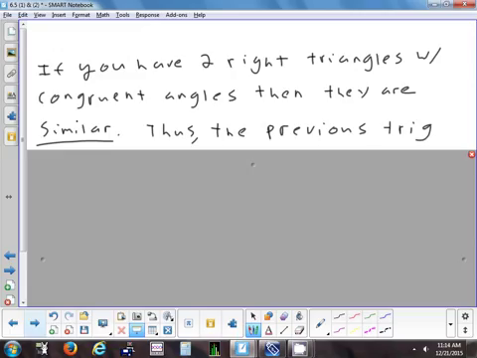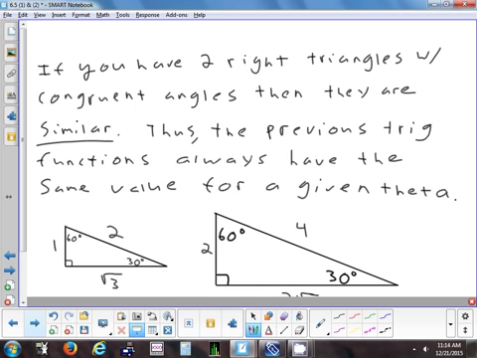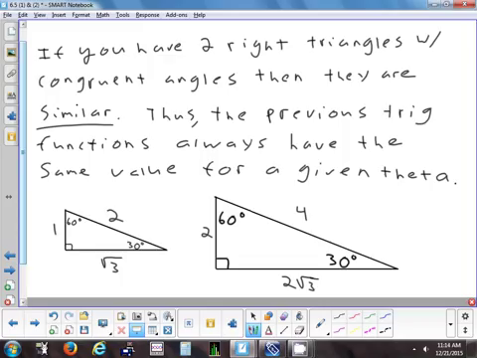All right. So if you've got 2 right triangles with all the angles congruent, that means that they are similar. So all of the trig functions that we work with, it doesn't matter the size of the triangle. If you have 2 triangles that are similar, the trig functions are always going to have the same value for a given angle. For example, here's 2 similar triangles, not congruent, but similar. They each have the same angle. They're both 30, 60, 90 right triangles.